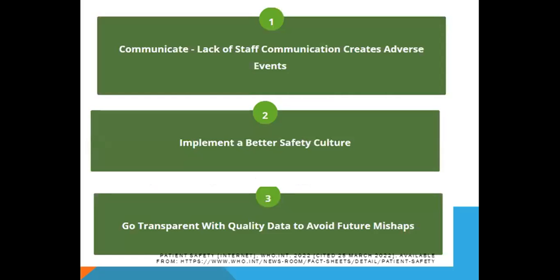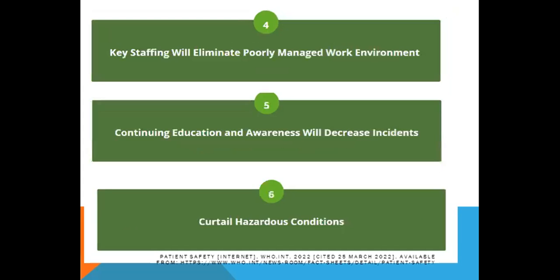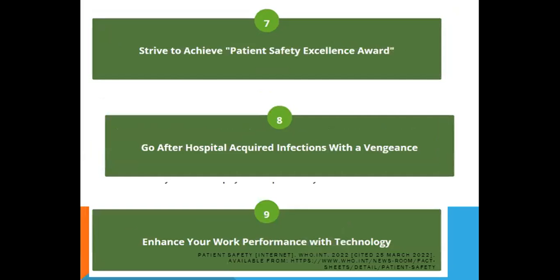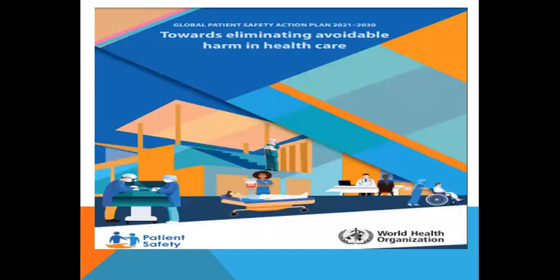Therefore, recommendations to improve patient safety include communication, since lack of staff communication creates adverse events. Implement a better safety culture, be transparent with quality and safety data to prevent future mishaps, and fix staffing to eliminate poorly managed work environments. Continuing education and awareness will decrease incidents and curtail hazardous conditions. Strive to achieve a patient safety excellence award. Go after hospital-acquired infections with vigilance and enhance your work performance with technology.